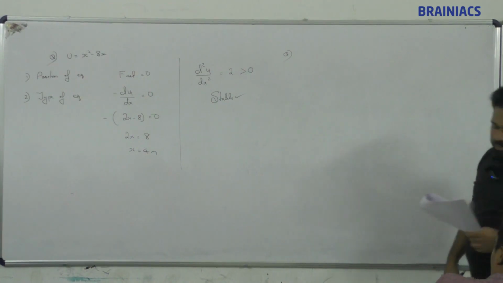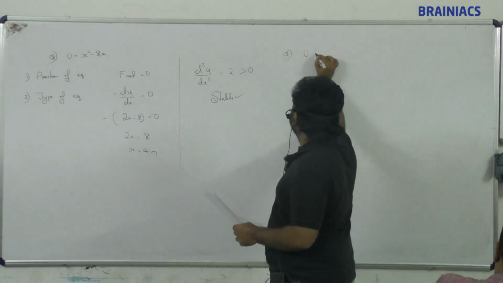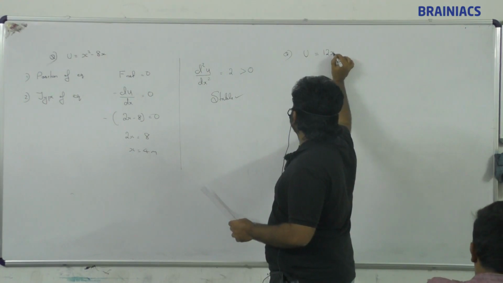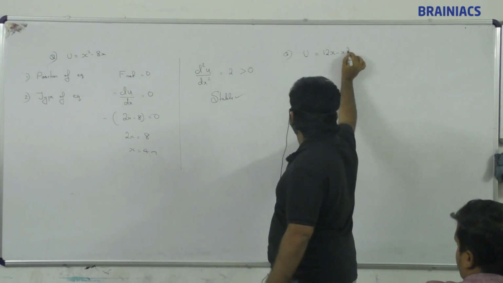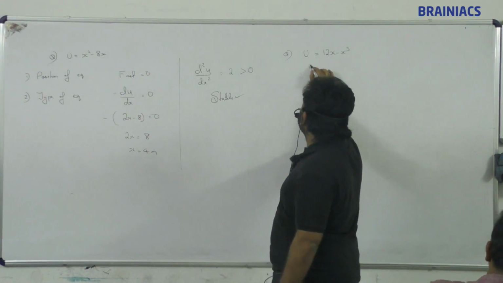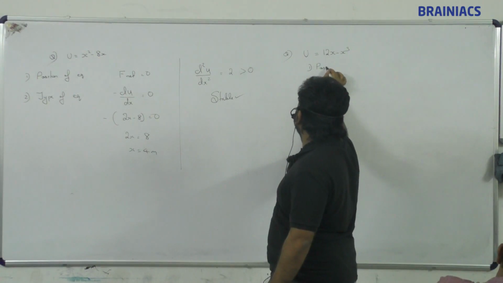Another question, U is equal to 12x minus x cube. Same question, find the position and type of equilibrium.